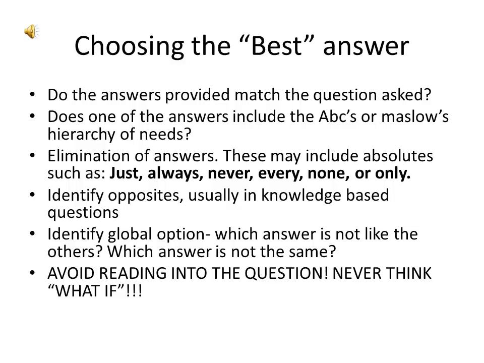Also, does one of the answers include the ABCs or Maslow's hierarchy of needs? ABCs is airway, breathing, and circulation. This is for test taking, not to be confused with CPR. Maslow's hierarchy of needs includes physiologic, safety, love and belonging, esteem, and self-actualization. You're going to take care of somebody's physiological needs before their esteem or self-actualization. If they cannot breathe, you're not going to care about anything else.